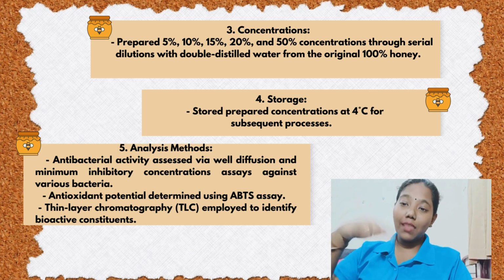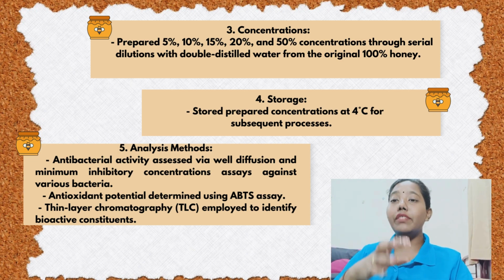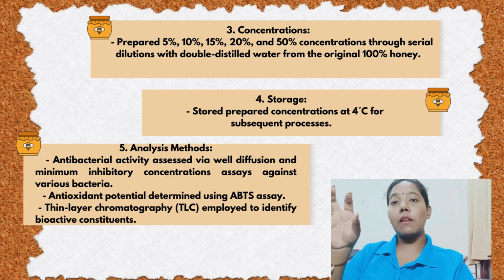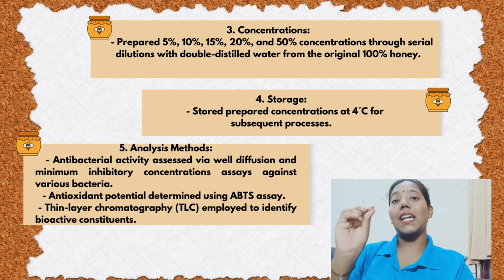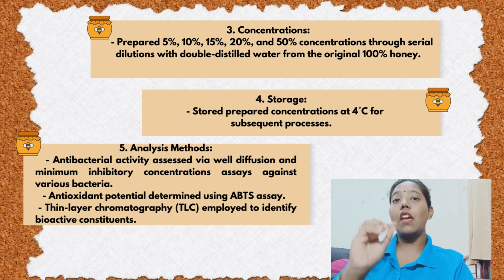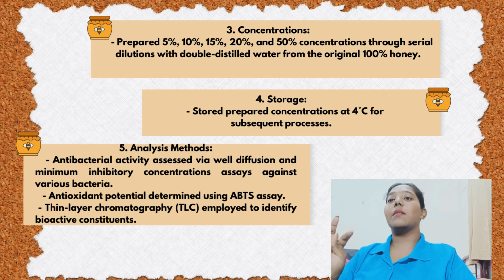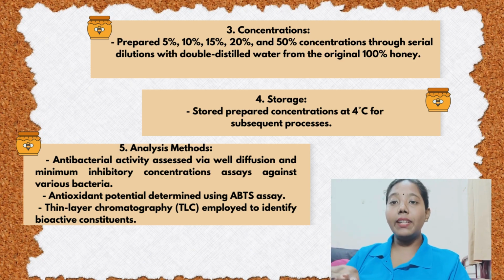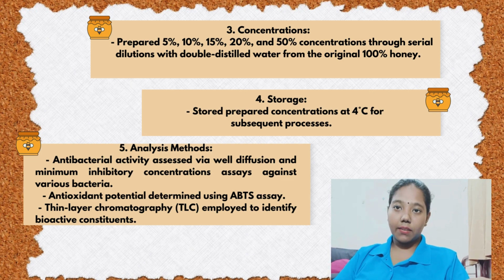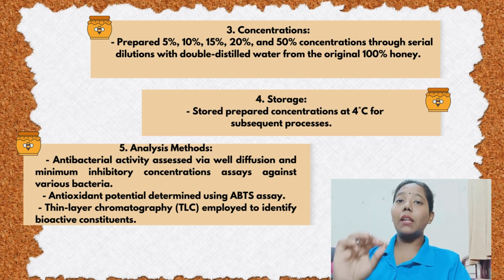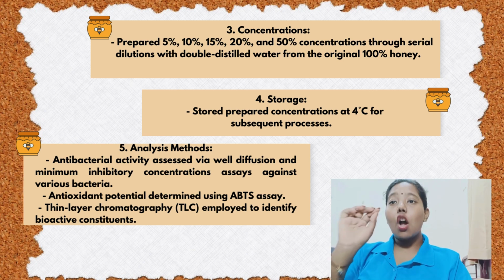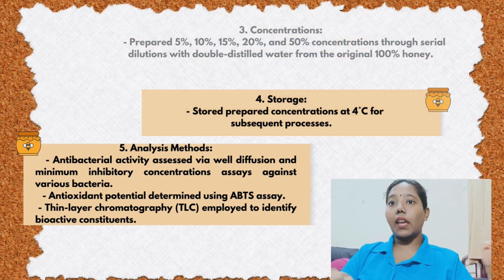Moving forward, shifting their focus to antioxidant potential, they employed the ABTS assay, which is 2,2'-azino-bis(3-ethylbenzothiazoline-6-sulfonic acid). This assay helped to gauge the ability of the honey to scavenge free radicals.